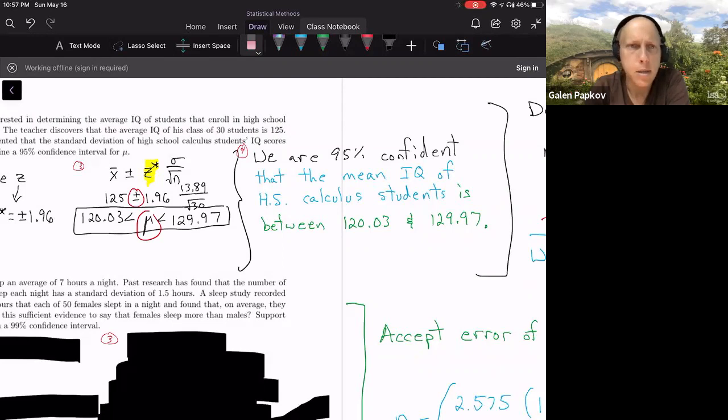And the last part is state your bounds. Where is that value likely to be? It is between 120.03 and 129.97. So it's not hard. I do see that it's very algorithmic in that I'm looking for 3 parts. How confident are you? What does mu or p, if that's your parameter, mean in context, and then where does that value likely lie.